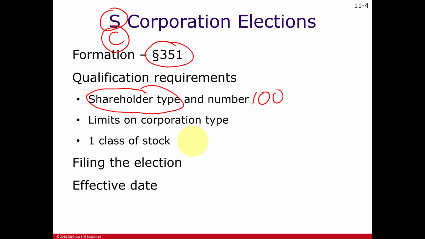Here, types of corporations. I guess insurance companies, maybe financial institutions, will not qualify for S type treatment.